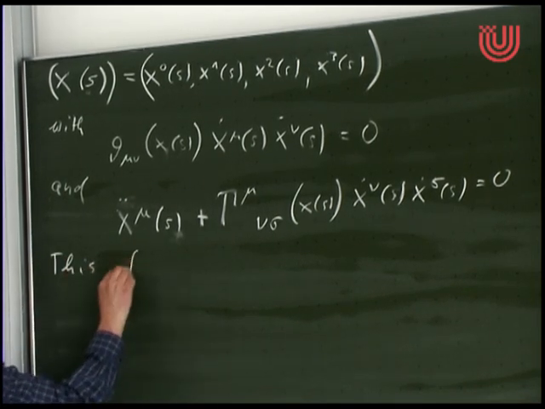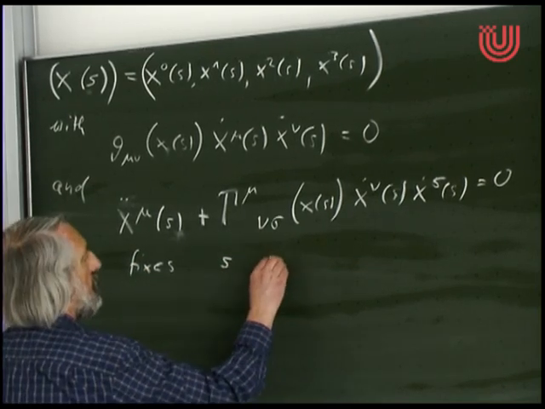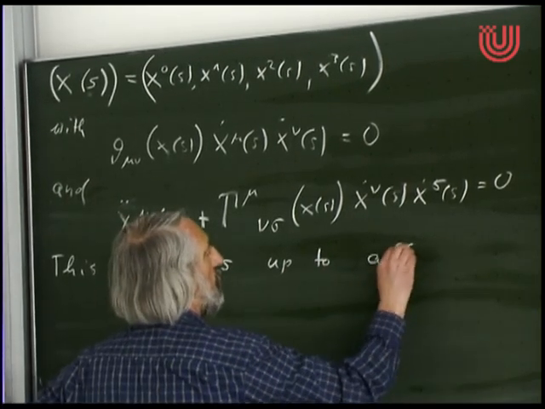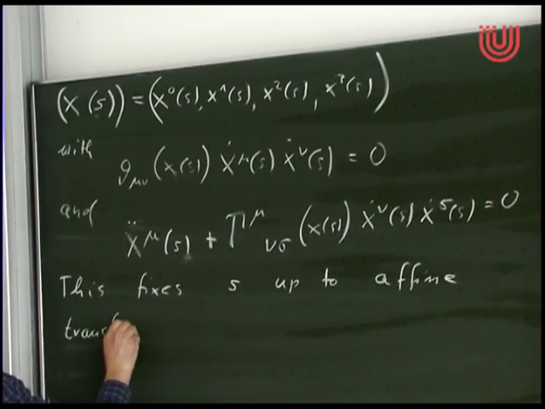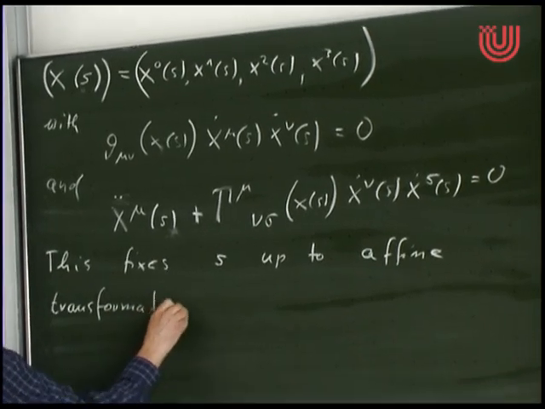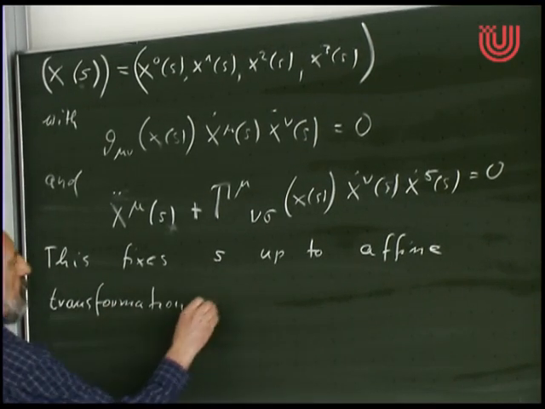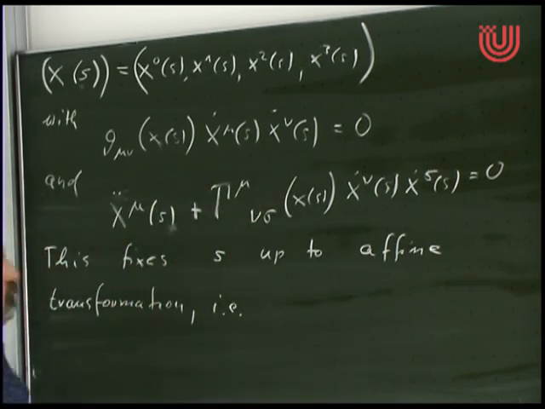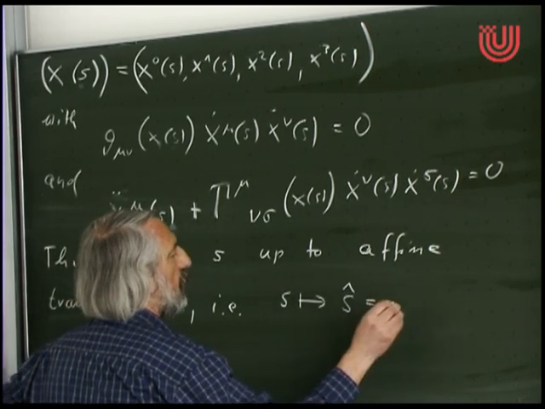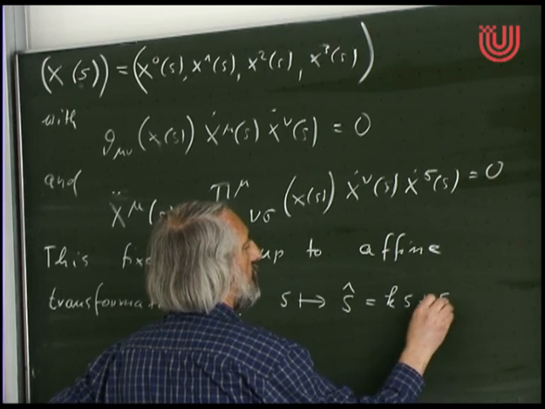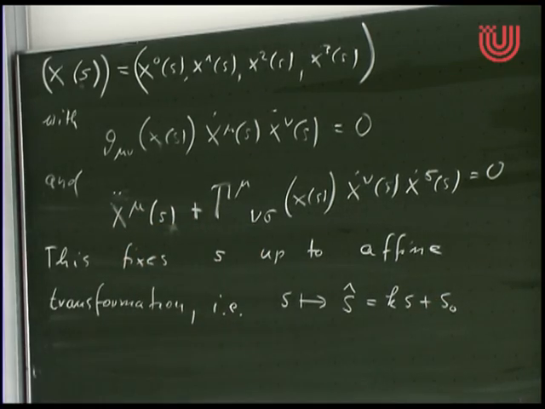This fixes S up to affine transformations. What is an affine transformation? Well, it's a linear transformation plus an inhomogeneity, plus a constant. So this means if somebody has such a parameter S, so that these two equations are satisfied, then we can make a transformation from S to another one, say S hat, of the form k times S plus S naught, where k and S naught are constant. That's what we call an affine transformation.